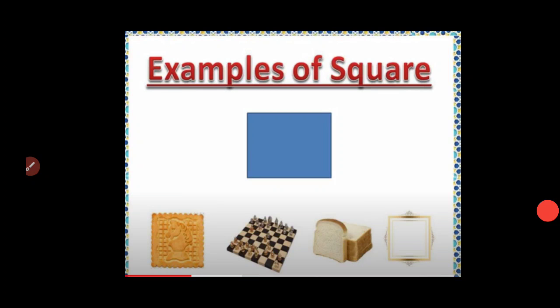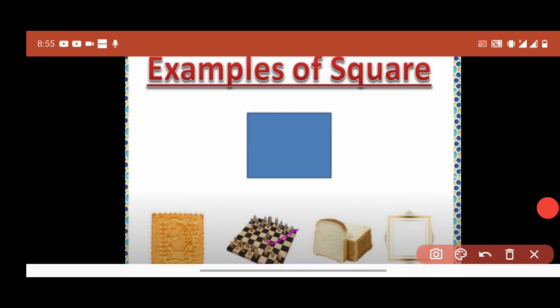Have a look at some examples of square. This is a chessboard, a bread, a carom board, a normal biscuit. So these are some examples of a square.